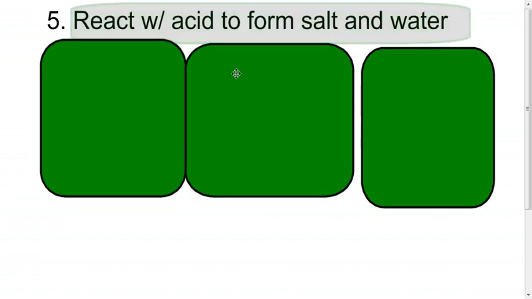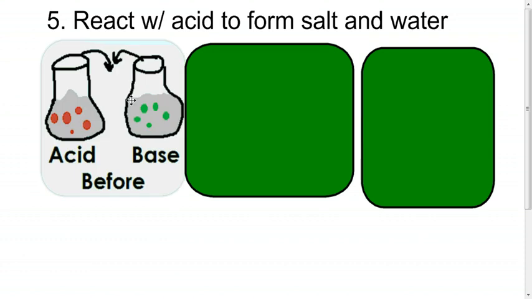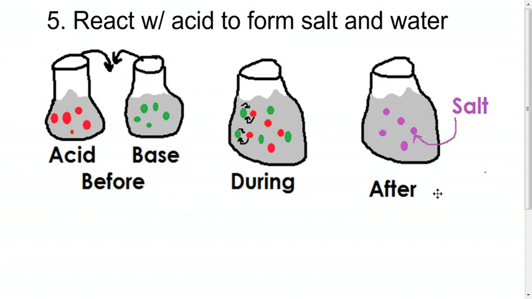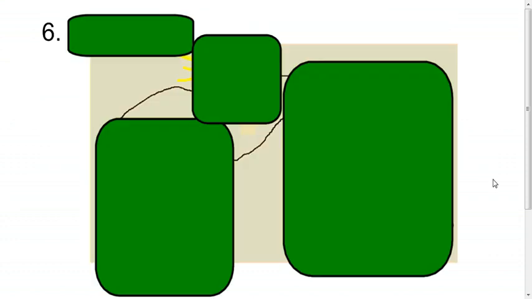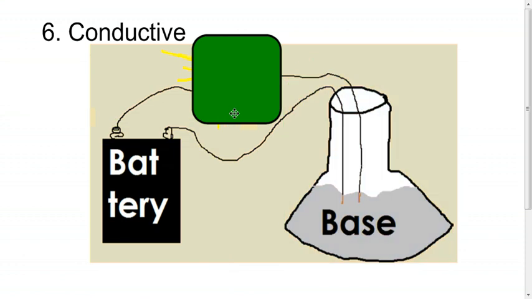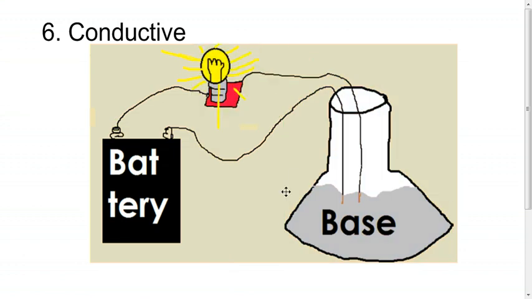Now, the last two are very similar to acids. It's just like the flip side from a base. Bases also react with acids to form a salt and water. And bases are also conductive, just like an acid. They tend to make solutions allow electricity to pass through them.